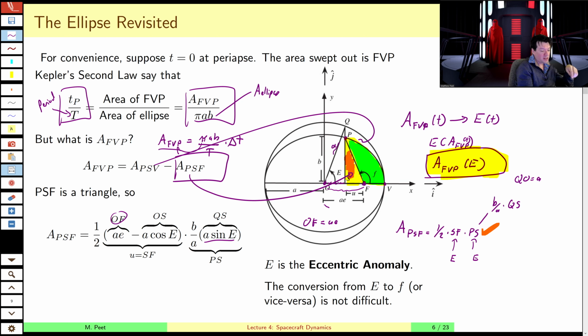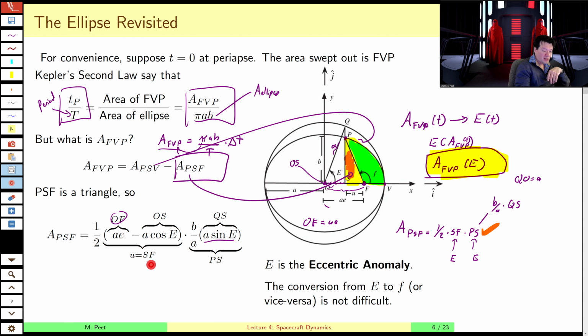And so we can calculate what this little bit is, this OS, using the exact same relationship we saw before, except we now don't need the ellipse scaling rule. It's just the trig relationship. A cosine E, right here. So A cosine E is OS. So this length SF is AE minus OS, OF minus OS.